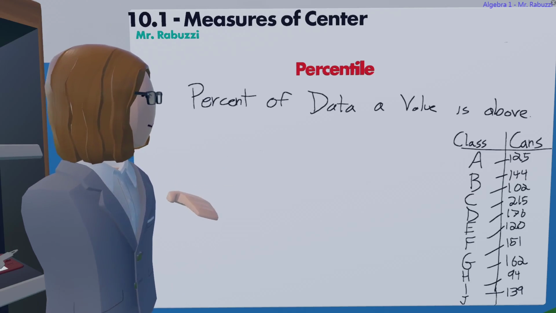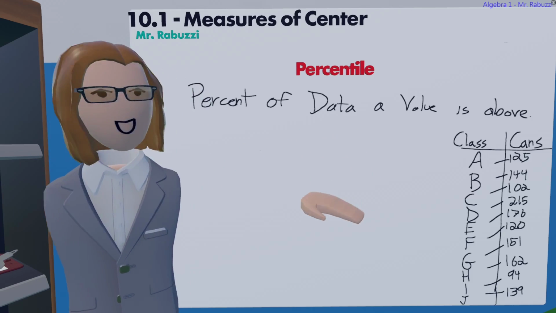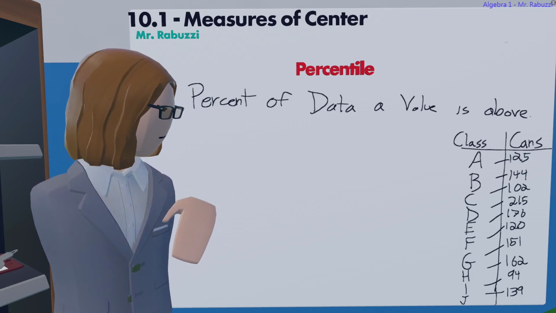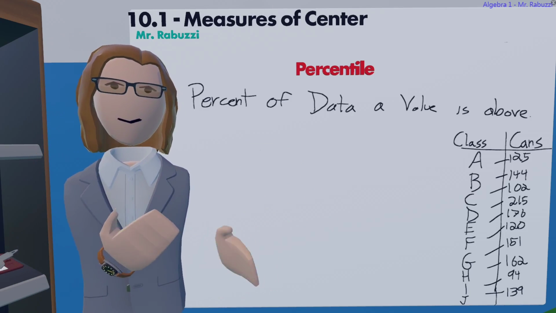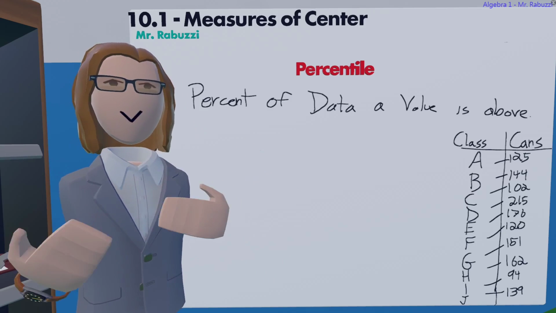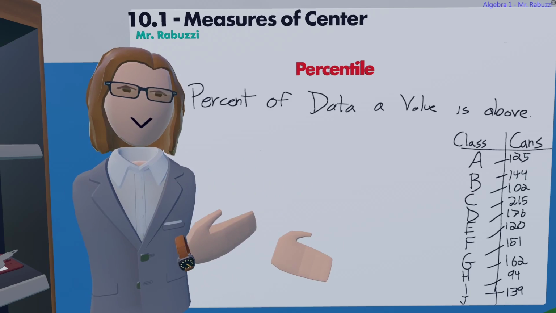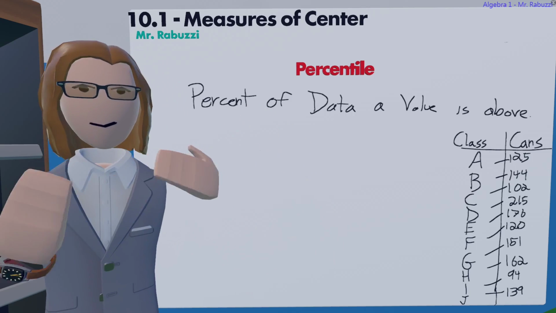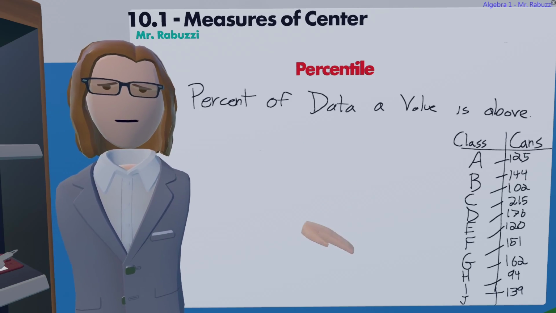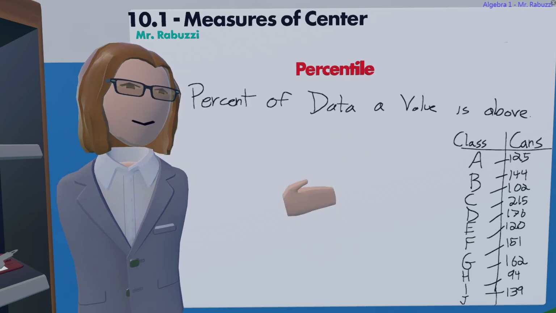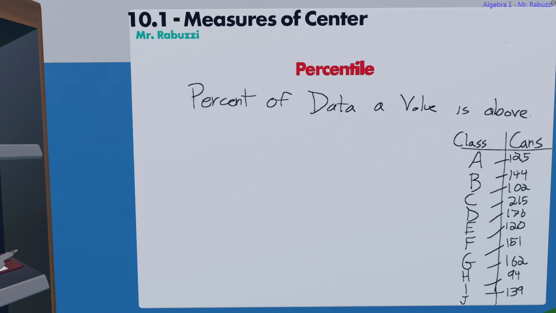Okay, so this is some data about some classes at a school. I named the classes A, B, C, D, E, F, G, H, I, J. So there's 10 classes, and they wanted to collect canned food to give out to charity. Each classroom collected lots of cans of food to give away, and they counted it up to see who did the most collecting. So here we see, Class A, they had 125 cans of food. Class D, they had 215 cans.